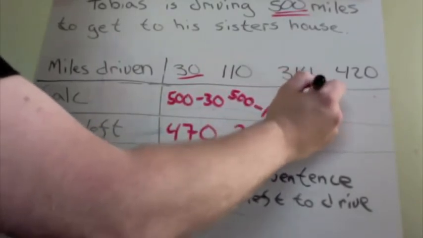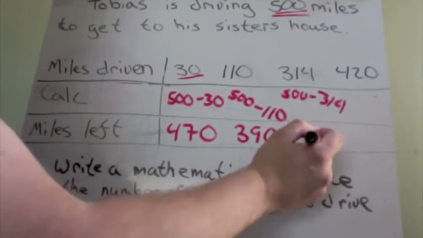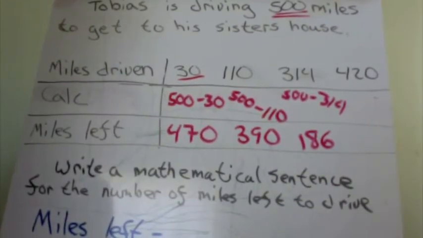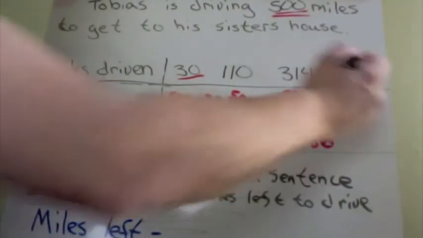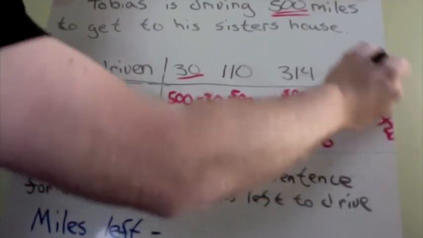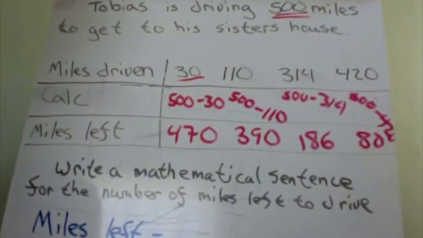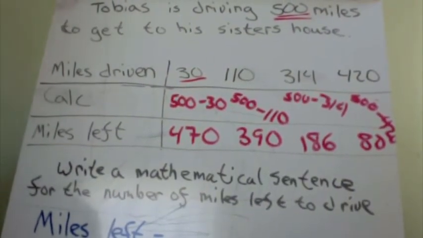500 minus 314. We have 186 miles left. And finally, we take 500 minus 420, because we've done 420 miles now, and we would have 80 miles left. Okay? So the goal here is to start to see the relationship of what's going on.